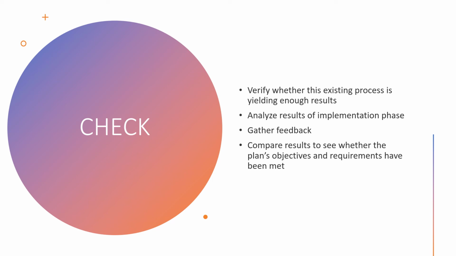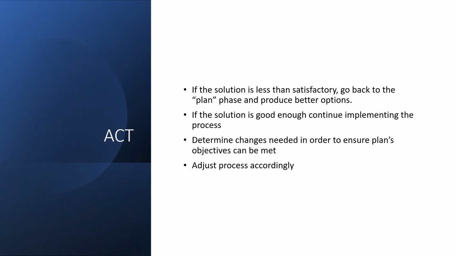Okay. And compare results to see whether the plan's objectives and requirements have been met. So first of all, we have a plan and we need to check the implementation with respect to the plan. So now you have to compare what was the plan and what is the thing actually we are doing. So these things we need to compare, and we need to determine whether the particular process we are implementing is yielding good results or not. So this is the check phase, and act is the next phase. The fourth phase of this PDCA cycle is act.